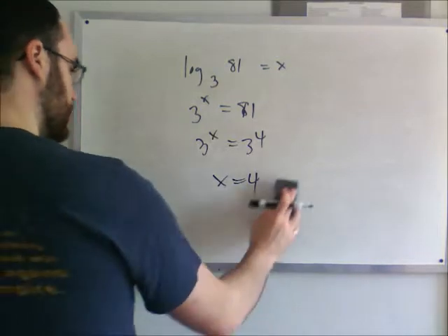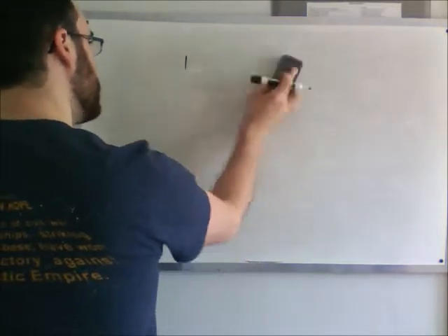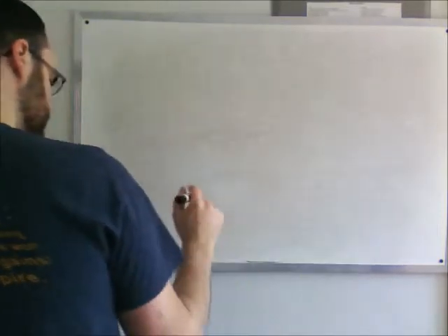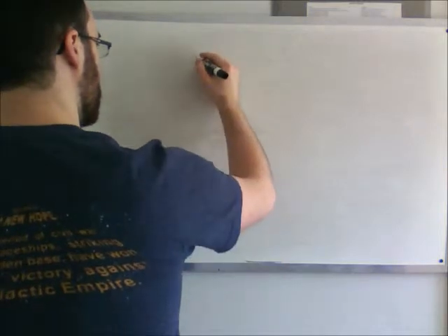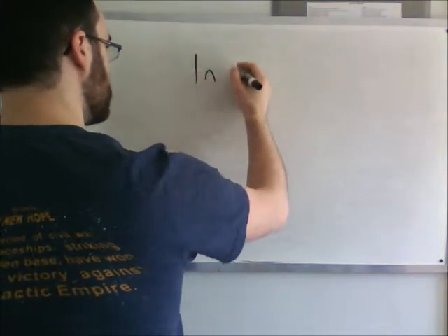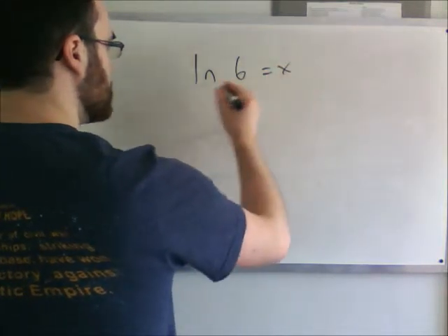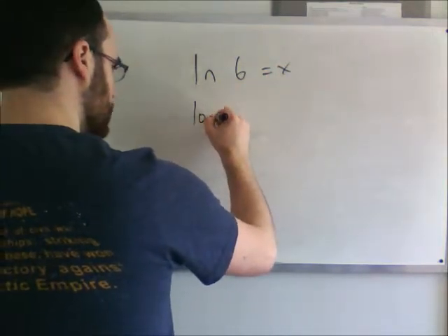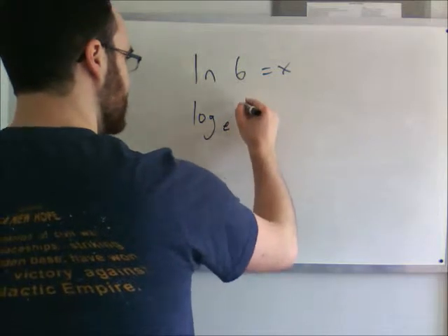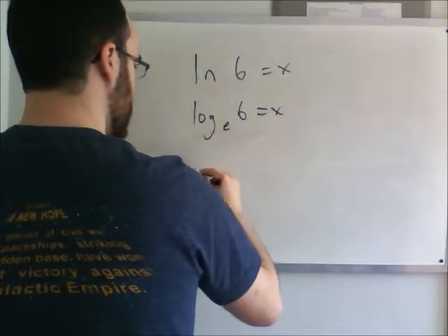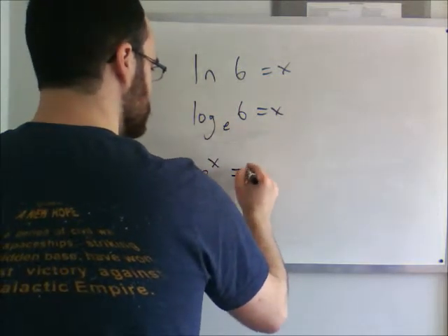The last thing I want to talk about is if we have ln of 6, let's say, equals what? This is actually log base e of 6 equals x. And that means e to the x equals 6.